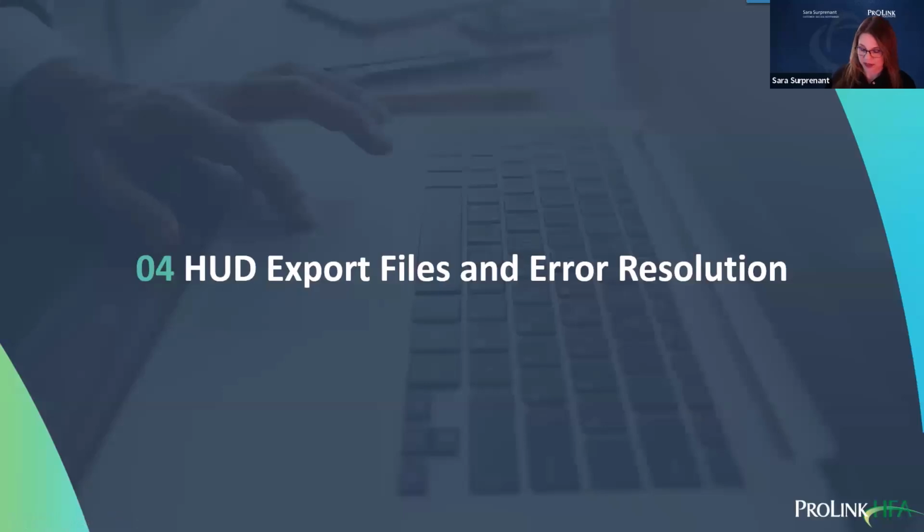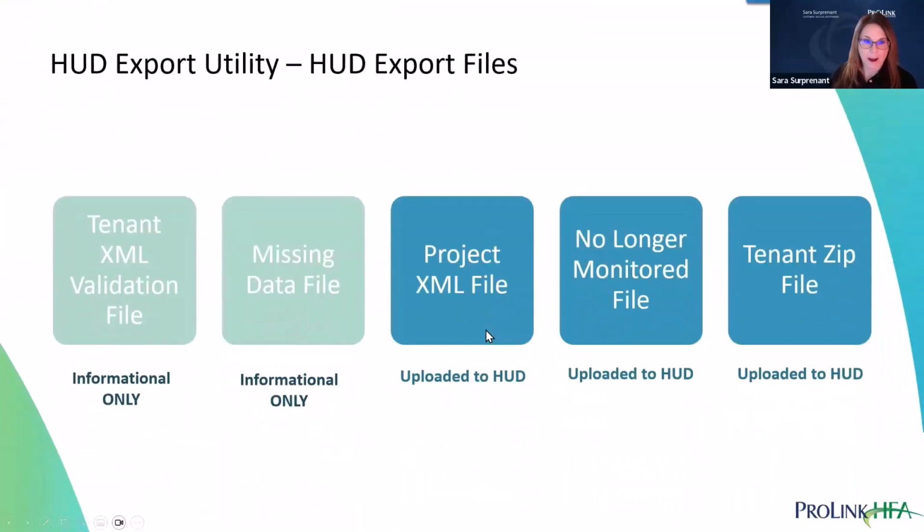All right, so now the fun part that everybody loves, getting errors and how to resolve those. So let's do a quick deep dive on this one. This is a visual explainer of what the files do, so everyone is clear on what goes to HUD and what doesn't. The tenant XML validation file, just for your information, is to help you get your data all together and update what might be missing from your tenant events for the year. Your missing data file, again, informational only. That's just to help you get your data in order, get your ducks in a row to submit it to HUD. The project XML file, the no longer monitored file, and the tenant zip file.